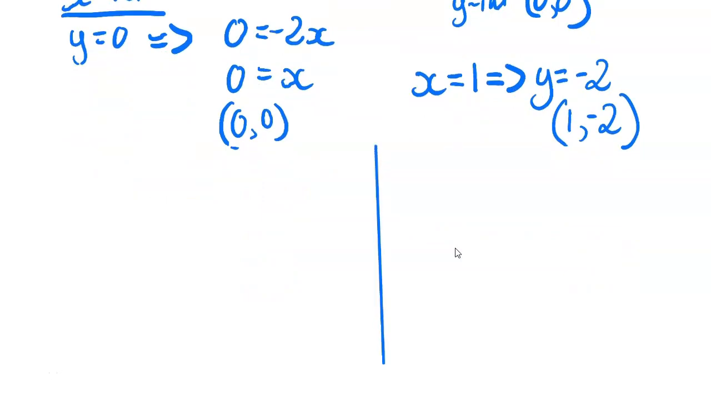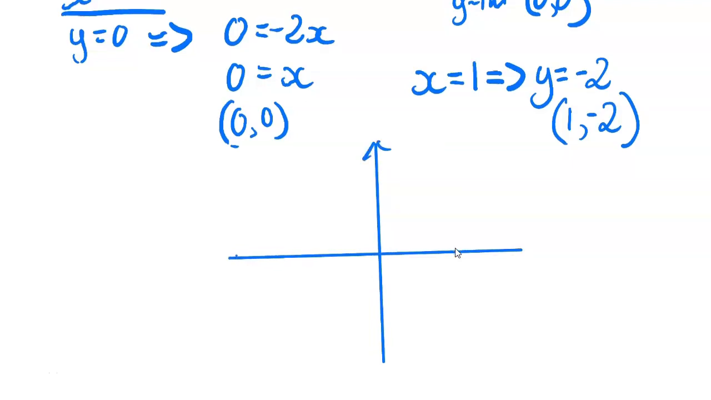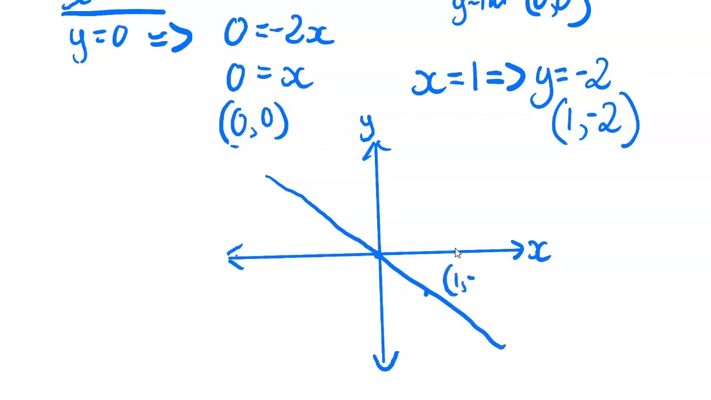All right, so sketching this, got y, x. Okay, so I've got a point at the origin, a point at 1, -2, and then I draw the line through those 2 points, like so. And I'll mark that in.